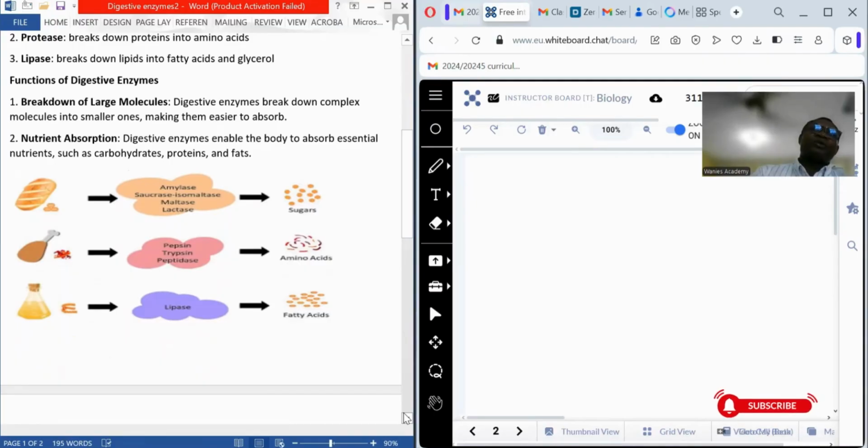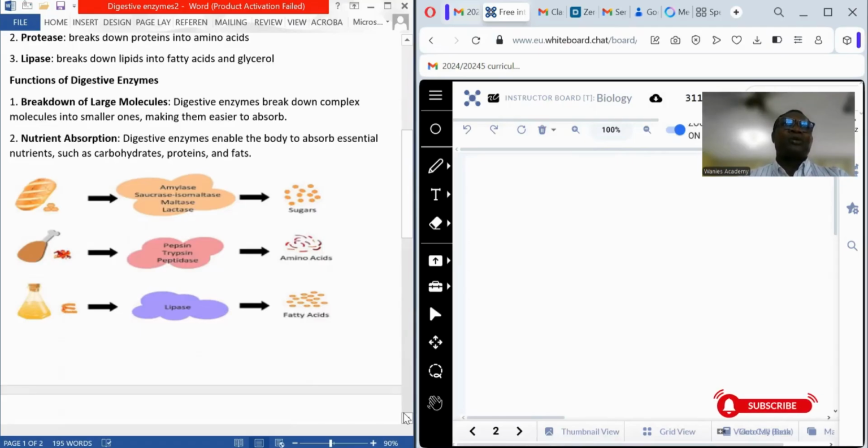Take, for example, if one takes yam or one takes burger, which is very, very big. You know, burger contains more of carbohydrates, contains some vegetables, contains some protein. And so such big food molecules are broken down through the aid of digestive enzymes for the body to absorb the nutrients. So they are broken down for the purpose of the body absorbing the nutrients for its metabolic functions or processes.